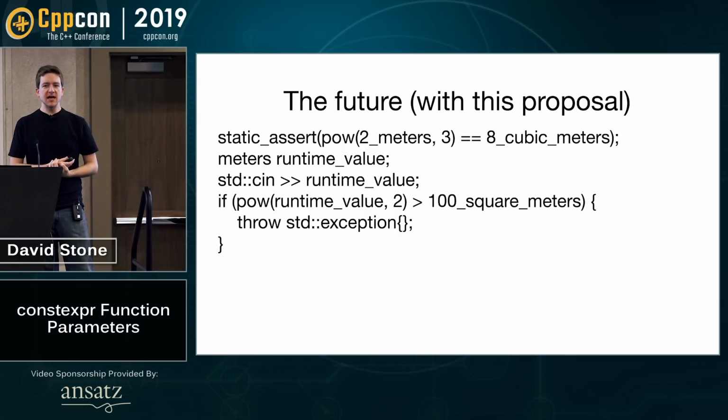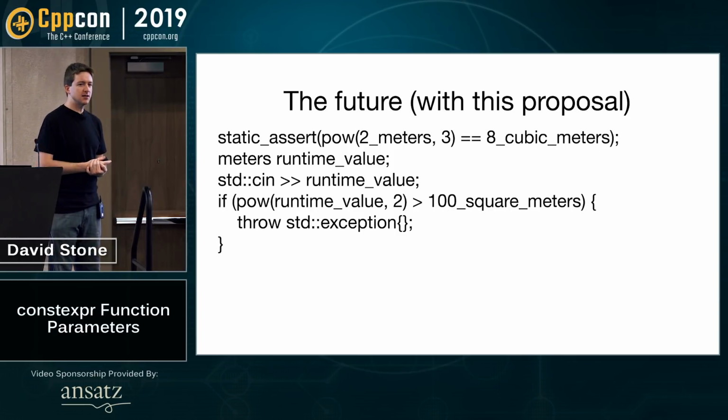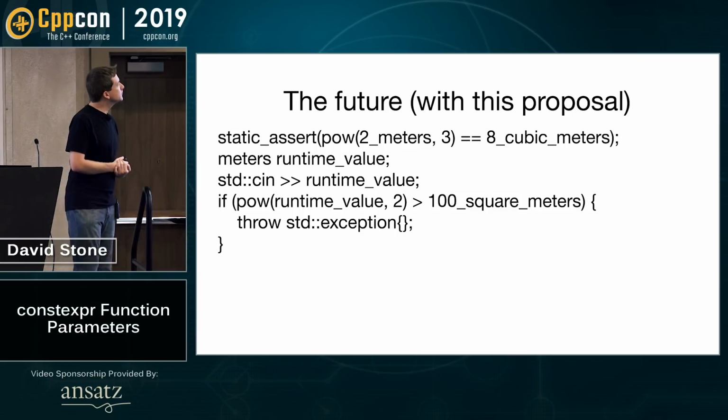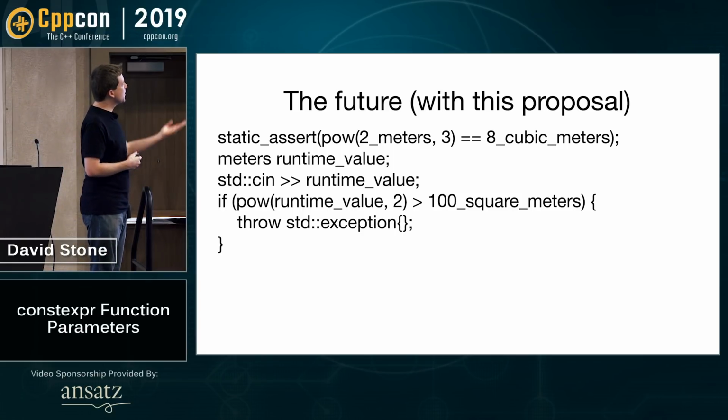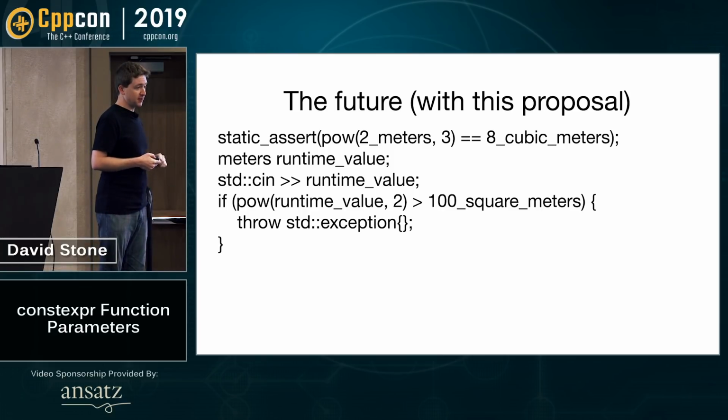For instance, a units library. Let's say we have a value whose type is meters, and we want to cube it. With this proposal, you could just write this code. You can say pow 2 meters 3, so 2 meters to the third power. That gives you 8 cubic meters.